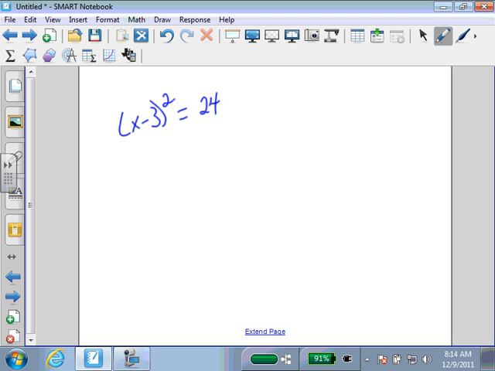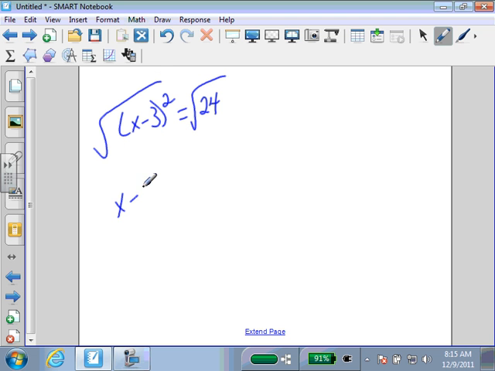For this one, I could either FOIL this out, move the 24 over, refactor, and then set each factor equal to 0. I will find that when I do that, this will not factor, and I will have to use the quadratic formula. But my other option is to do as I did in the last problem. Take the square root of both sides.